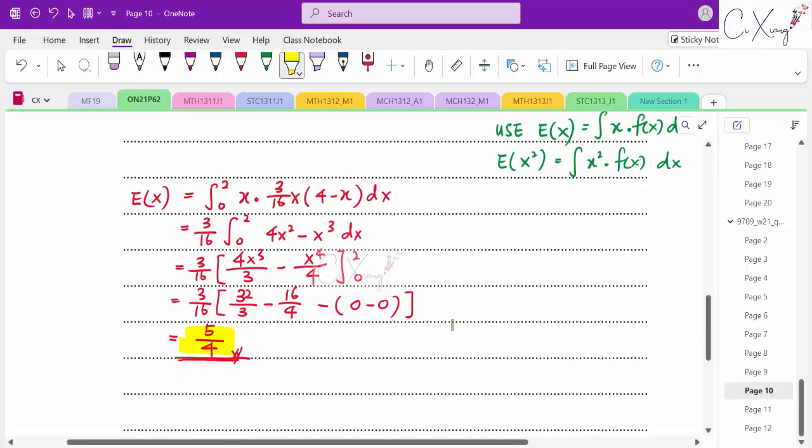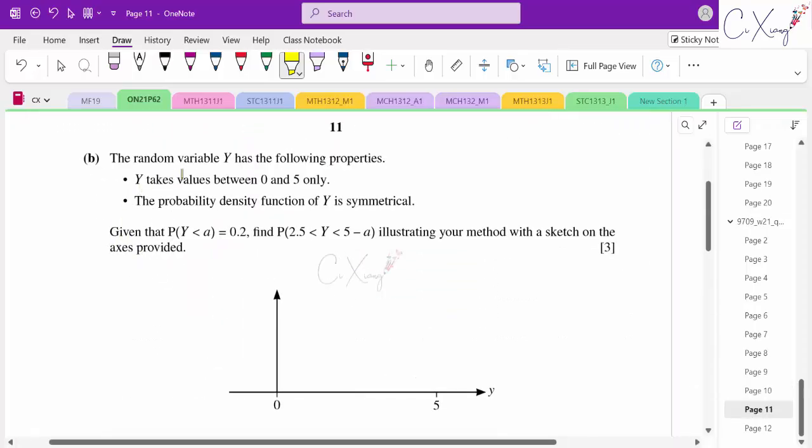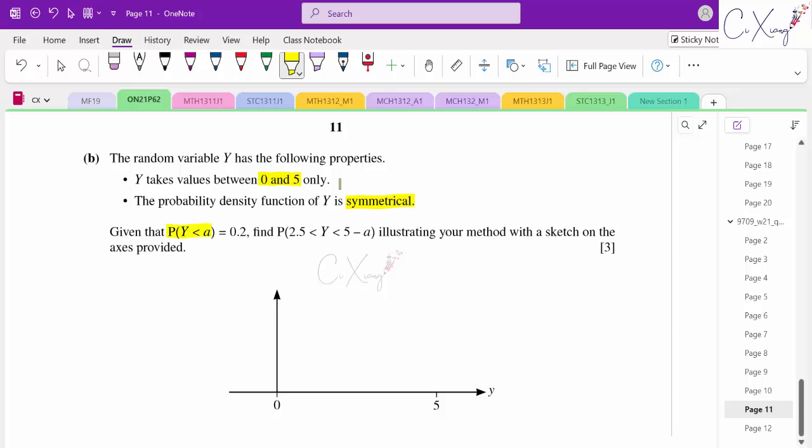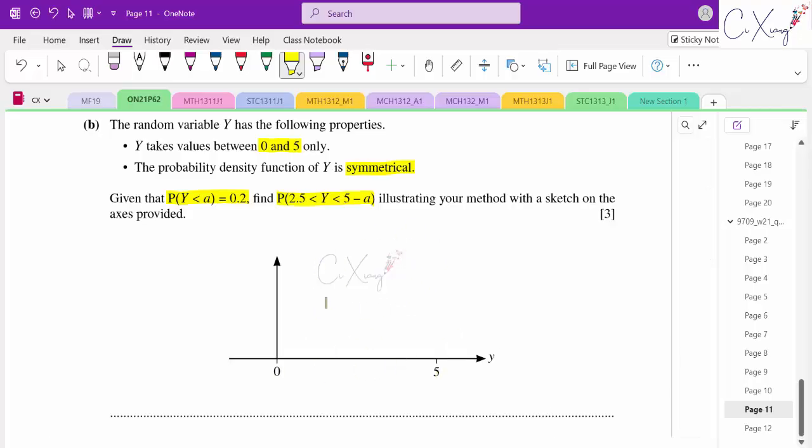Then let's continue to the last part, which is part B. The random variable y has the following property. Y takes values between 0 and 5 only. The probability density function of y is symmetrical. Given that the probability of y smaller than a is 0.2, find this particular value, illustrating your method with a sketch on the axis provided. For this axis, they provide us with 0 until 5, so I have to draw the probability density function of y here.